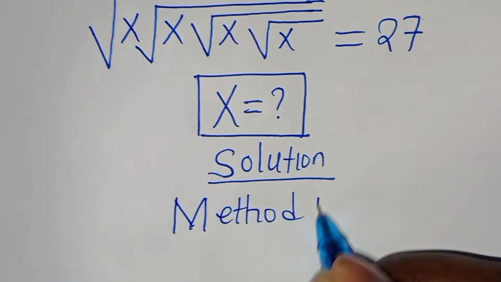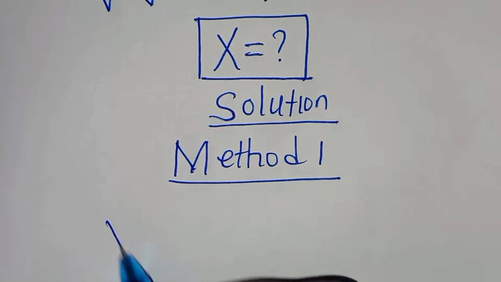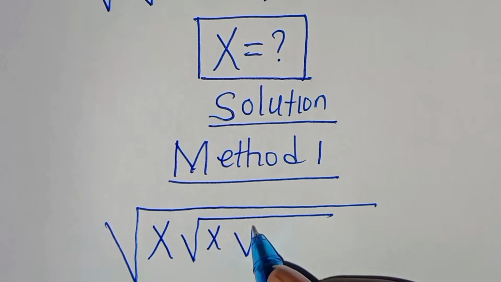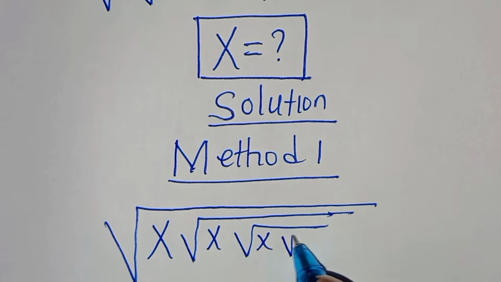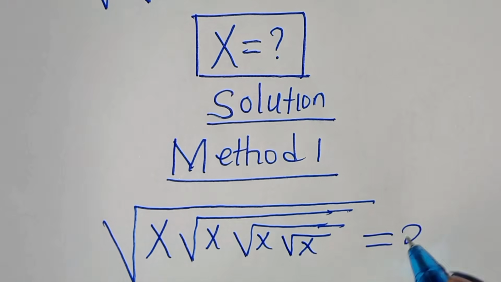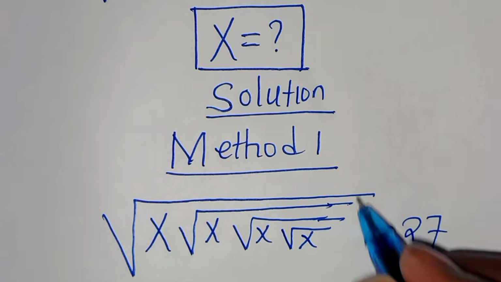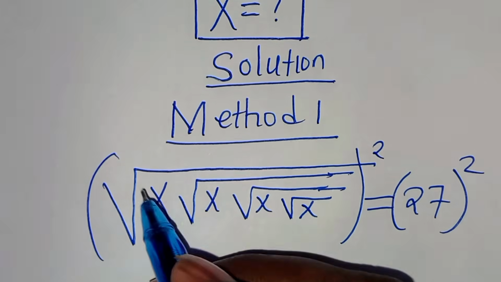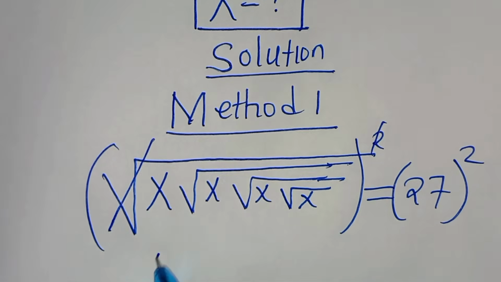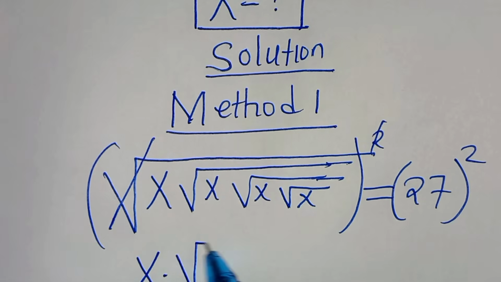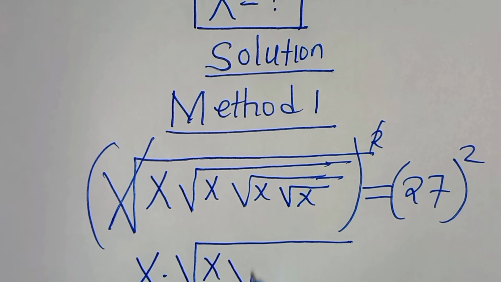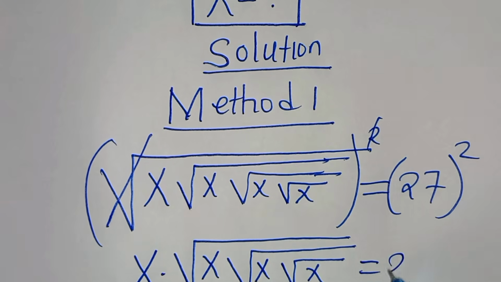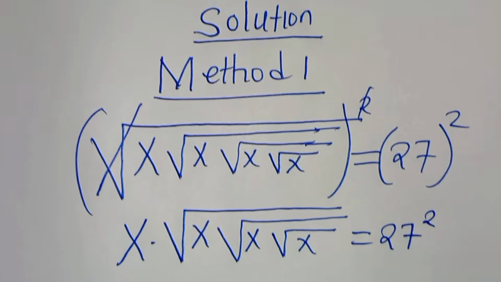Let's start with method 1. So this is the square root of x multiplying by square root of x multiplying by square root of x, then times square root of x. This is equal to 27. So the first step is to square on both sides so that we eliminate the first square root sign. And this means we have x times square root of x multiplying by square root of x, then multiplying by square root of x. This is equal to 27 raised to the power of 2.